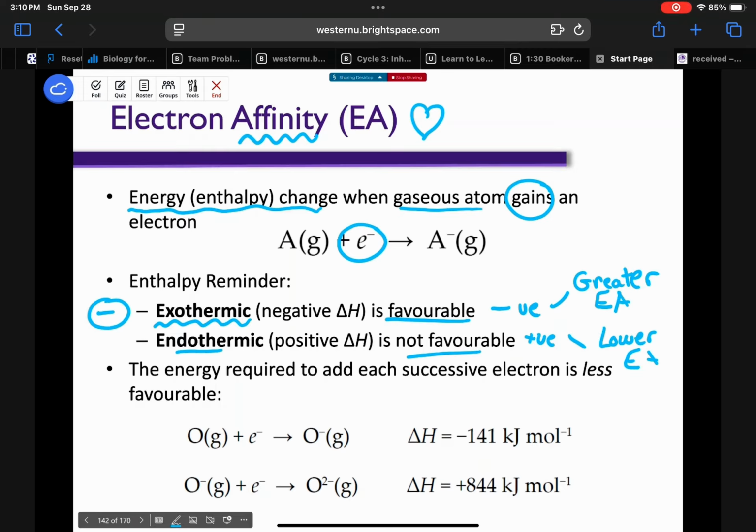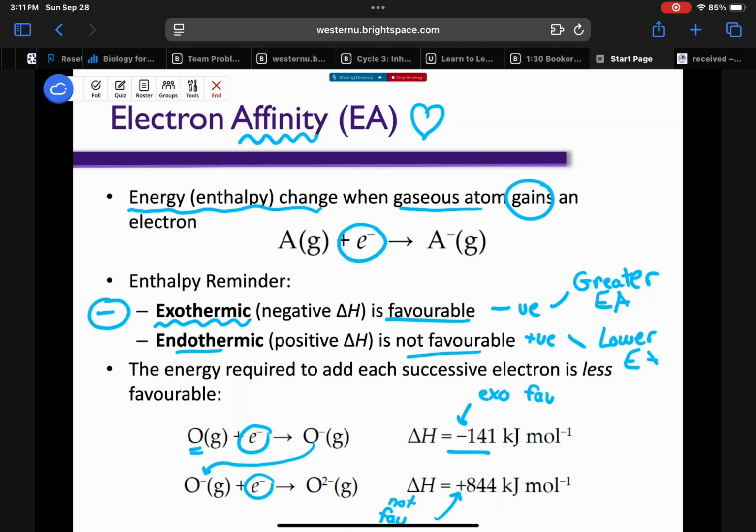So we can start with a neutral atom of oxygen, add an electron, and we can see that this is an exothermic reaction. That means that it is favorable and it has a good electron affinity. It's really excited to get that extra electron. Well, if we take that O negative, add another electron, ooh, that is not favorable. This one is endothermic. It does not have a very good electron affinity.